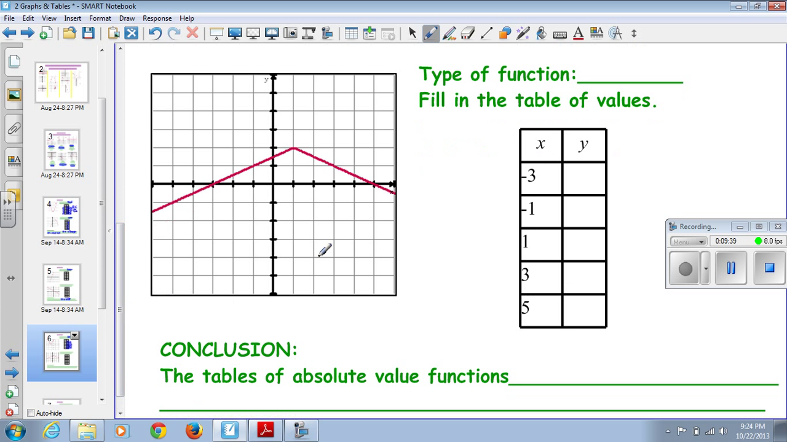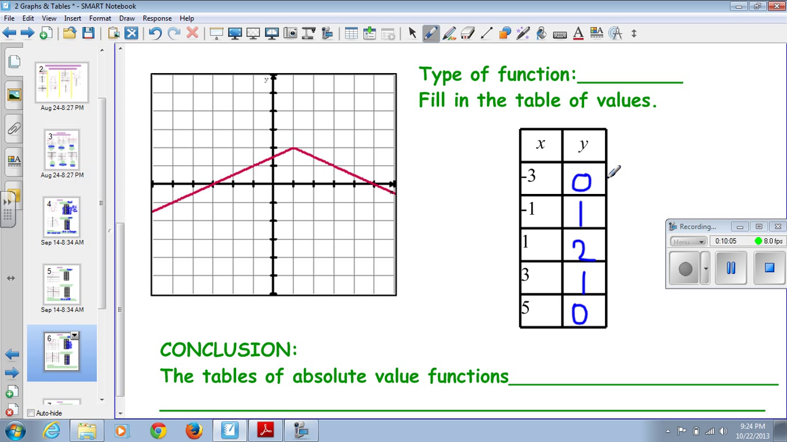We have an absolute value function again here. When x is -3, y is 0. When x is -1, y is 1. When x is 1, y is 2. When x is 3, y is 1. When x is 5, y equals 0.